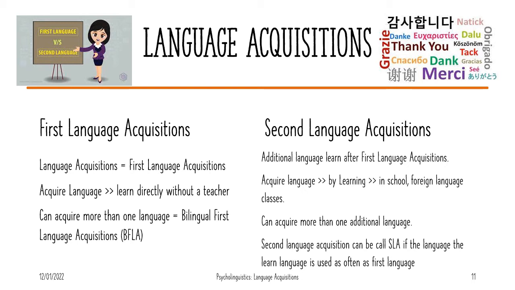Second language acquisition is an additional language that is learned after the first language acquisition. This language is acquired by learning, for example, in school or in classes. But the language is also used as many times as the first language. The second language is called SLA. It is a language that is used as often as the first language.